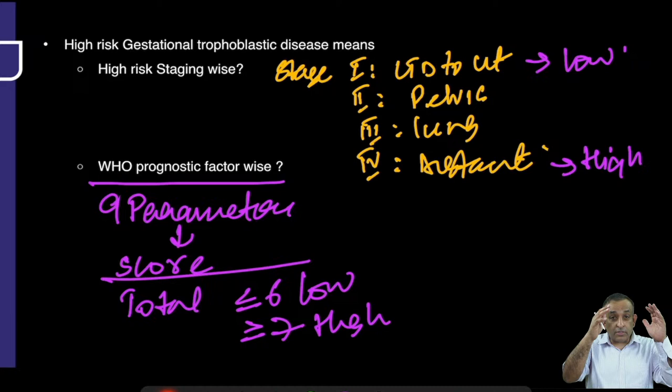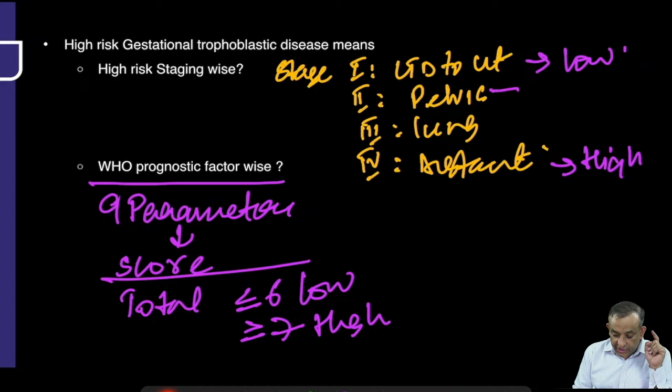So based on all these 9 parameters, I give a score. If the score is less than or equal to 6, it is low risk. More than or equal to 7, it is high risk. So now, two methods of scoring I told you. One is stage 1 and stage 4. 1 is low risk, 4 is high risk. How do you say stage 2 and stage 3 are high risk or low risk? Stage 2 and stage 3 are termed low risk and high risk based on this scoring.